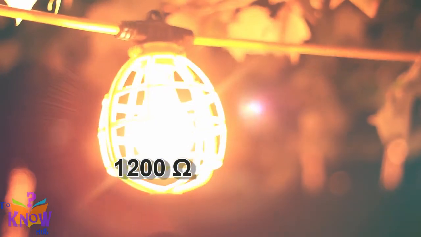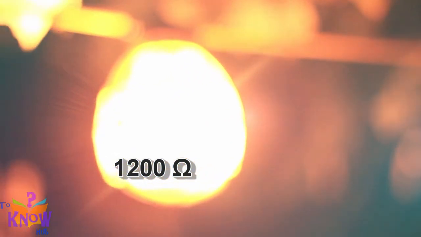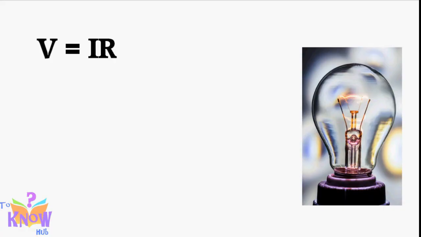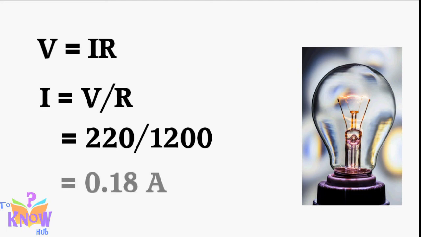Now we connect it to a 220 volt power source. So from Ohm's law we get V = IR, that is I = V/R. We put the value of V and R. 220 divided by 1200 is equal to 0.18 ampere. Ampere is the unit of electric current.